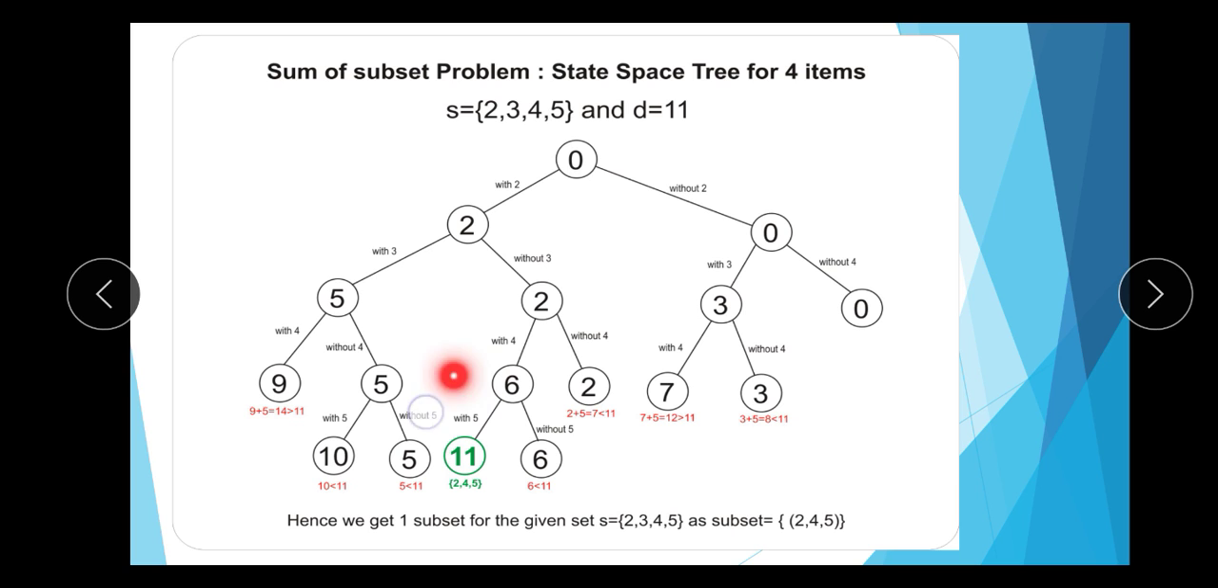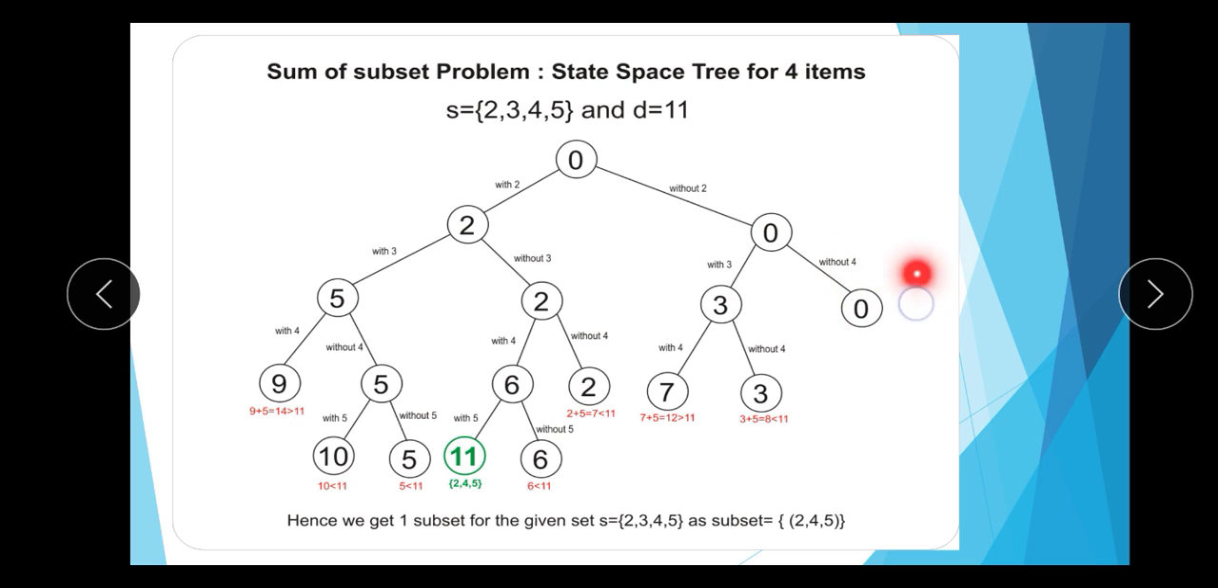In this left side we get one subset with the 3 elements. Now we move to the right side. Again we are not choosing the first element, so without 2 this is 0. With 3 it becomes 3. If we choose the next, that is with 4, it becomes 7. Now if we choose the next value 5, then 7 plus 5 is equal to 12, which is greater than 11. So we bound this path. We are not exploring it further. Without 4 it becomes 3 and we add the next value 5 to the 3. It becomes 8, which is less than 11. So we are not exploring this path and bound here.